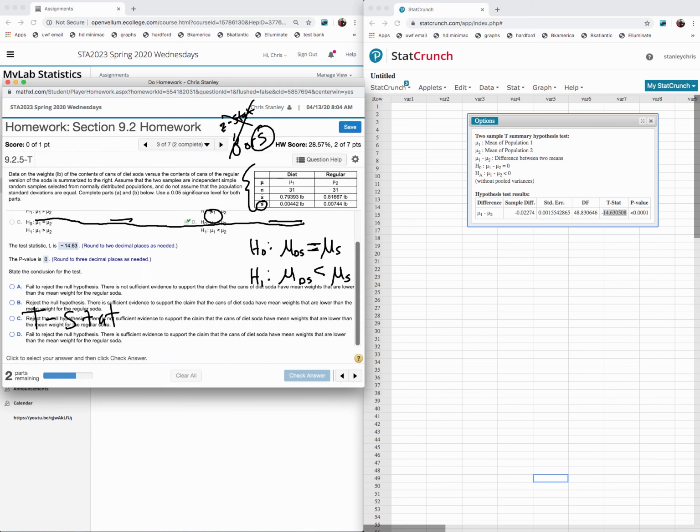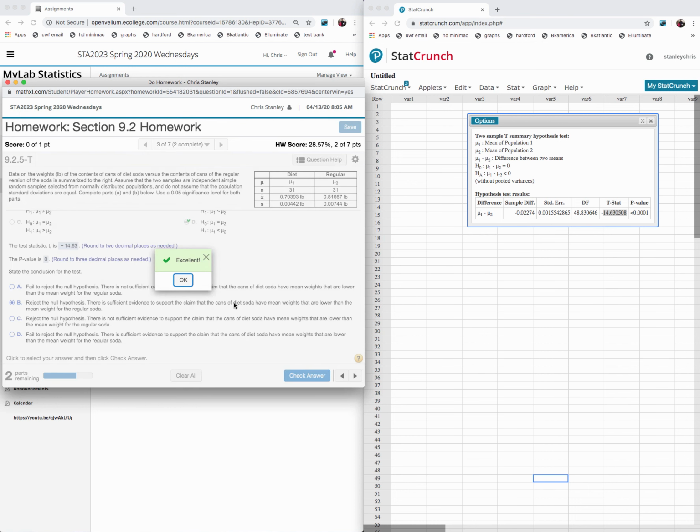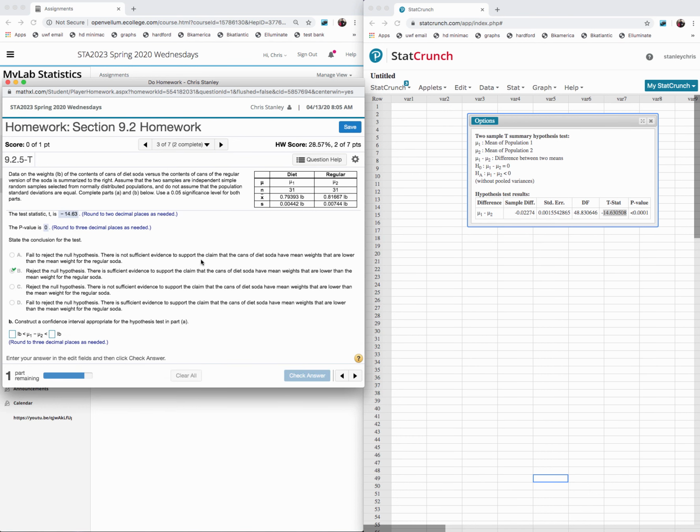Okay, now let's do all the interpretation fun. So what are we going to do? We're going to reject or fail to reject. Well, that 0 is less than 5%, so we should be rejecting. Whenever we reject, we have sufficient evidence of the claim that the means are lower. Okay, so whenever you reject the null, we're thinking this H1 is true. Well, that H1 is saying that this weight is less than that weight, statistically. Okay, so now we need to construct the confidence interval.